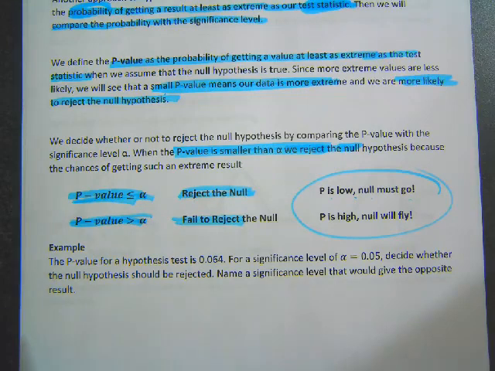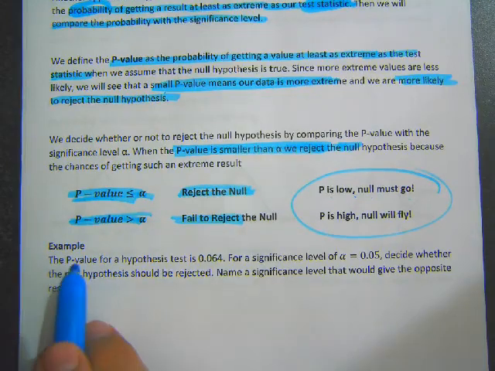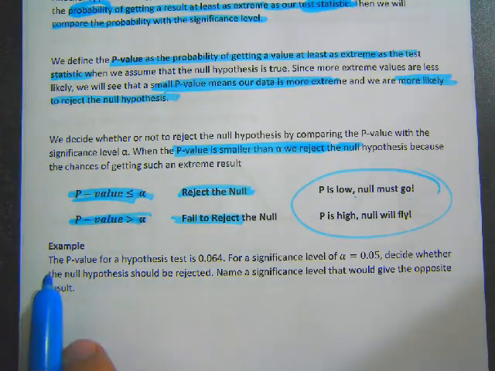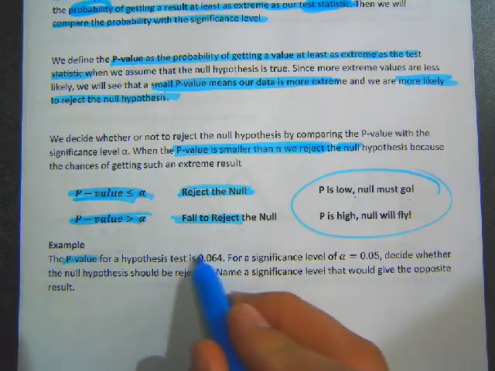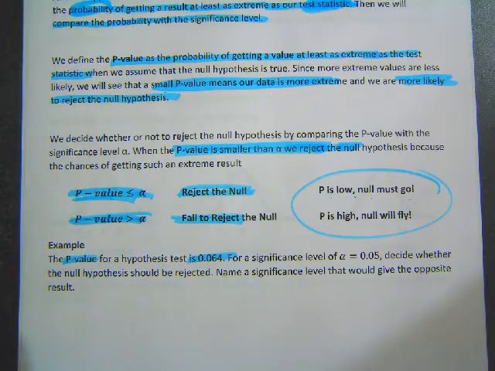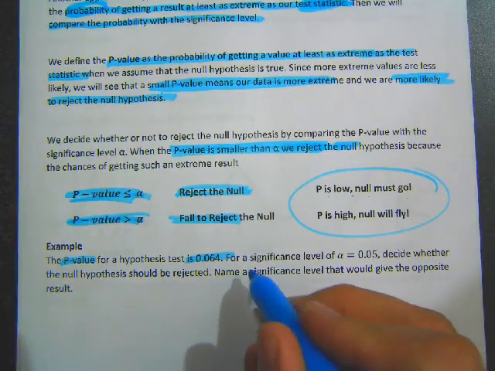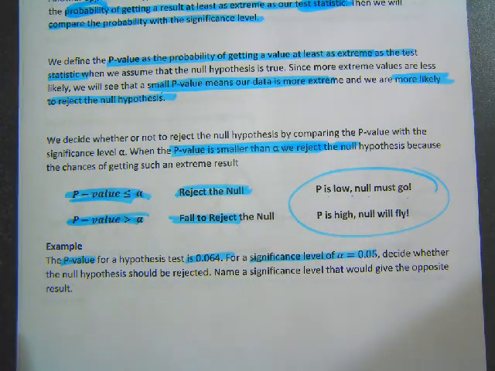So it just got away. You always need to think about catching a bird. It got away. Okay. So let's look at an example. The p-value for a hypothesis test is 0.064. So that's their p-value, right? They took the test statistic and calculated the area under the curve. They found the p-value. The significance level is 0.05. Let's decide. Should we reject the null hypothesis, or should we fail to reject?